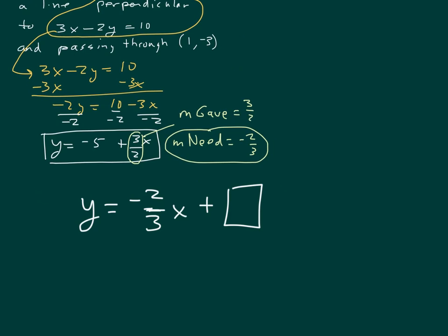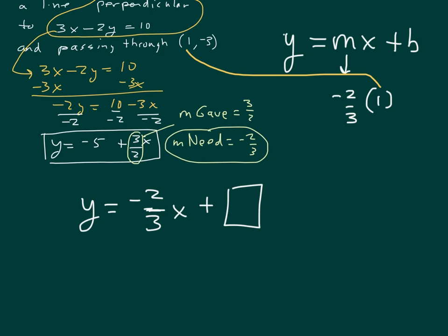To figure that out, I'm going to need to use y equals mx plus b and insert the three numbers that I do know. I do know that the slope is negative 2/3. I do know that my x, which was given to me in the beginning of the question, was 1. And I do know that my y was also given to me as negative 3. So the only thing I don't know is b. I can solve this little equation to find out what b is.